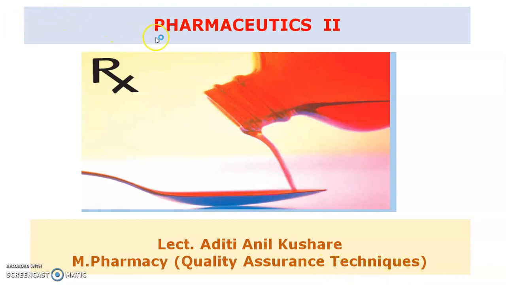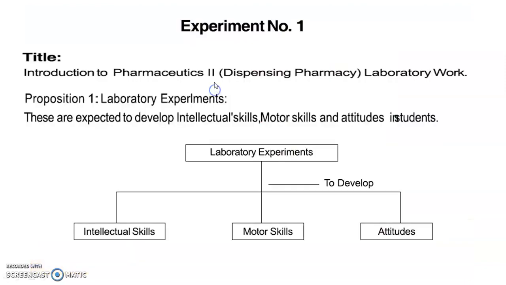Today we are going to discuss experiment 1 from Pharmaceutics 2. The experiment number 1. The title of this experiment is Introduction to Pharmaceutics 2, that is dispensing pharmacy laboratory work. Proposition 1, laboratory experiments. These experiments are done to develop the intellectual skills, motor skills and attitudes in the students.